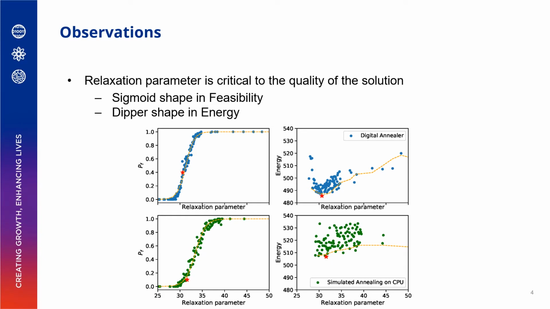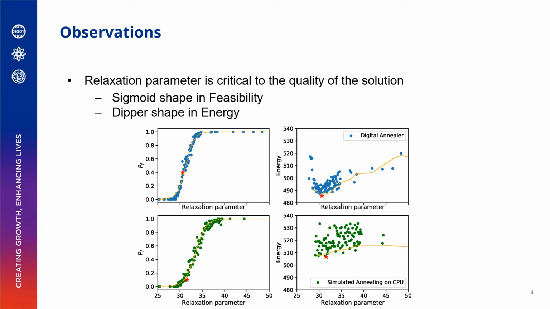We want to find how relaxation parameter affects the quality of solutions. Here we use feasibility to represent the probability of finding solutions that meet the constraints of the original problem. We use energy to represent the energy of the objective.